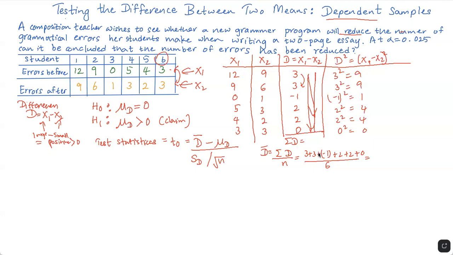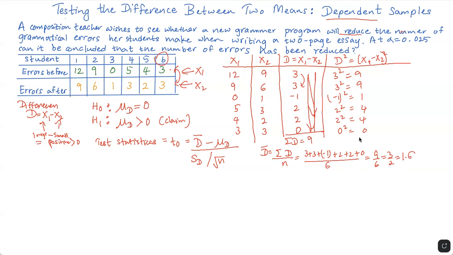Sorry, 3 plus 3 is 6. 6 minus 1 is 5. 5 plus 4 is 9. 9 over 6, which is 3 over 2, 1.5. So D bar is 1.5. The summation of all these numbers here is 9.